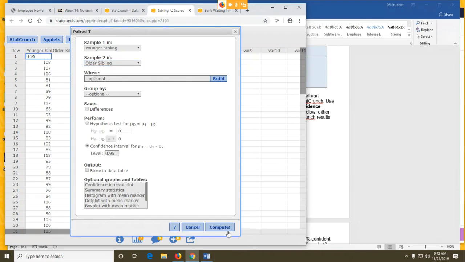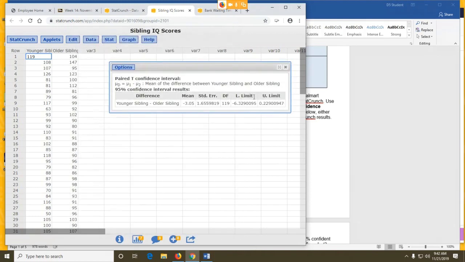And then I'm going to do a confidence interval. This is giving me a lower limit and an upper limit again. These are the values for the differences in the IQ scores. So my lower limit is -6.3. That means that if I looked at a younger sibling and an older sibling, the difference in their IQ scores, the lowest that could go would be a negative 6.3.